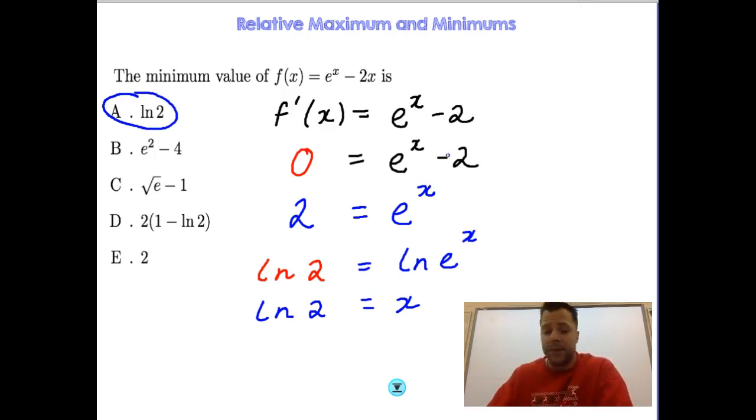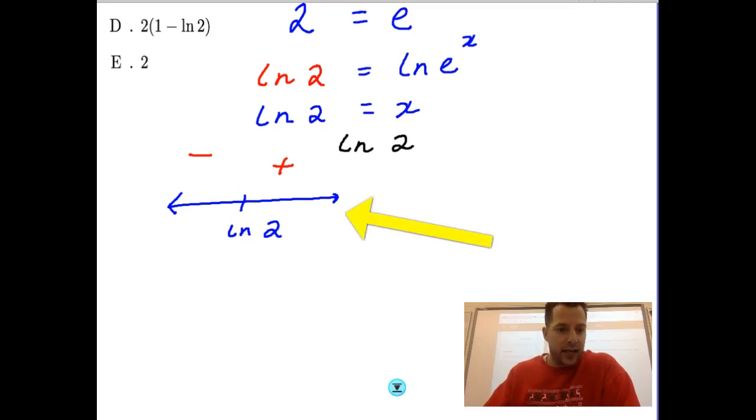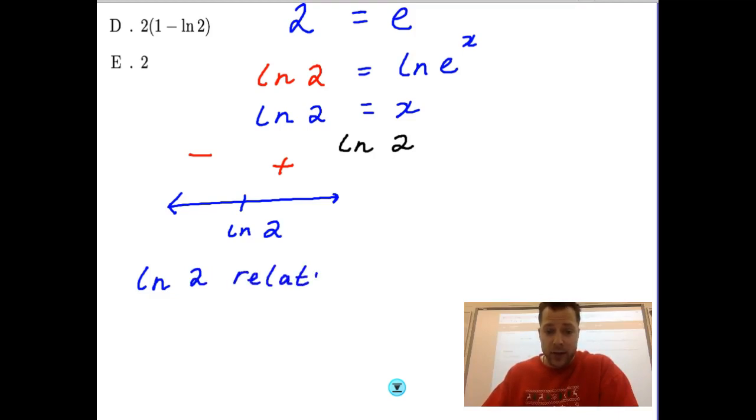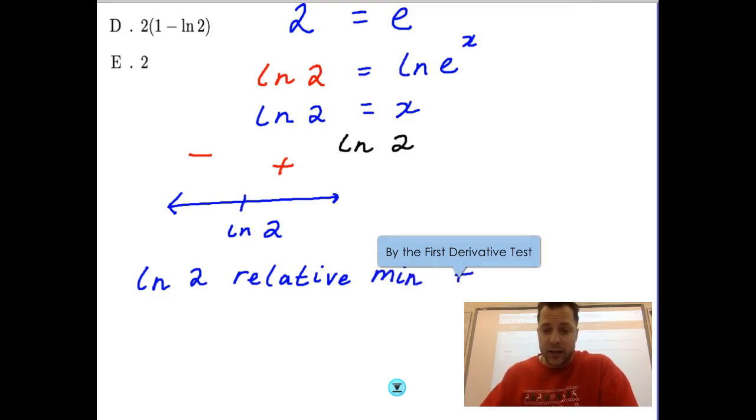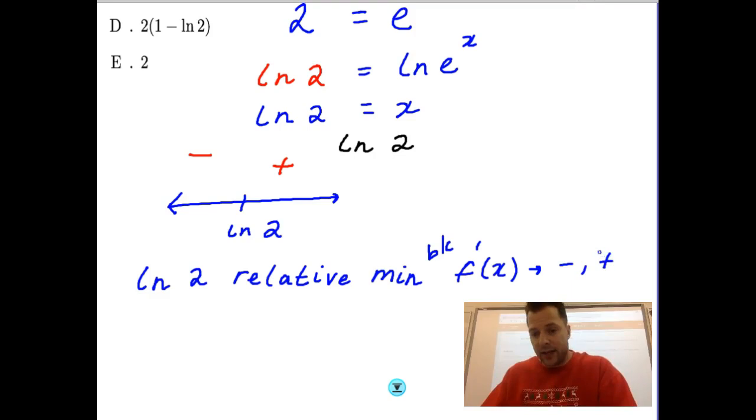So I'm going to go ahead and pause there. If you want to check the sign analysis, I'll come back and show you mine. So I went ahead and drew my sign analysis here. Hopefully it matched up, and you can see that going from a negative slope to a positive slope guarantees that ln of 2 is a relative minimum, because f prime of x goes from negative to positive. It's not super technical, but you get the gist.